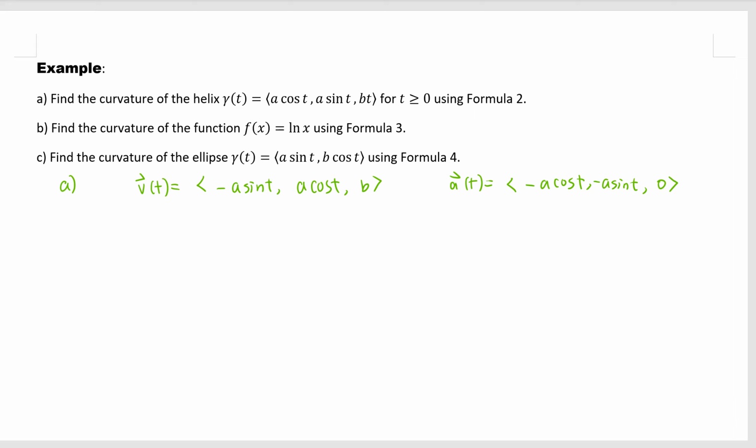Okay, and next we want to calculate a cross v. So how do we calculate the cross product? We have the first row i, j, k, and then we have a in the second row: minus a cosine t, minus a sine t, 0. Then we have minus a sine t, a cosine t, b.